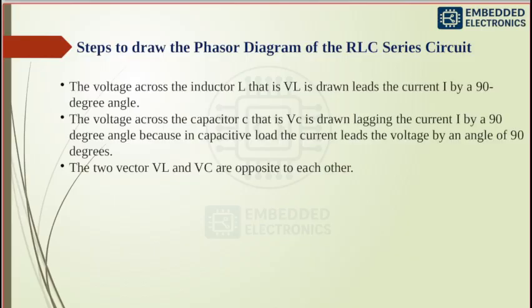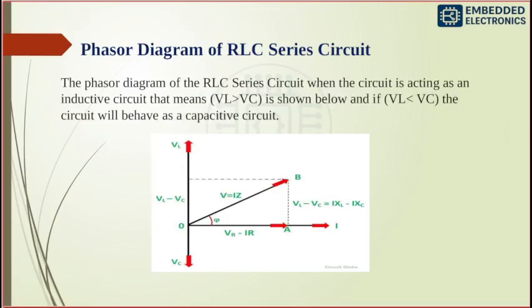The voltage across the inductor L leads the current I by 90 degrees. So L is here, leading the current by 90 degrees, and C is lagging the current by 90 degrees, and R is in phase. So this is the total voltage V.